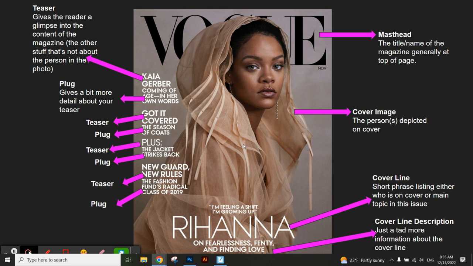Okay. So that's usually the biggest text, and it's the easiest to find because this person is usually the moneymaker for the magazine. So for the cover line, they chose just Rihanna. And then the little description, the cover line description: on fearlessness, Fenty, and finding love. So it's usually a little phrase that goes underneath, gives you a little hint of what you're going to read about in the magazine.